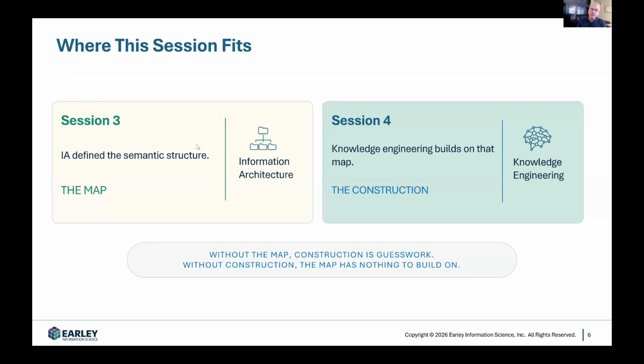So last session, we talked about information architecture, and information architecture is a key component of this. So IA is the semantic structure, and the knowledge engineering builds on that. And without that map, we are not going to be able to construct things appropriately. But this is really getting into how we structure and componentize the content and the knowledge so that it can be retrieved appropriately.